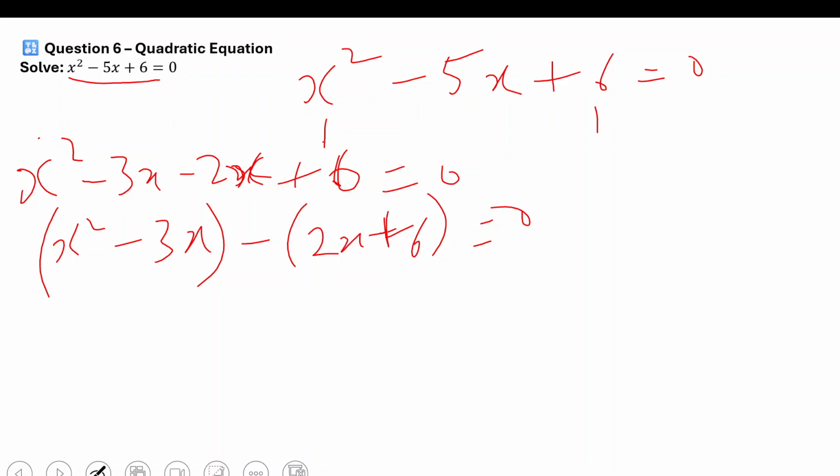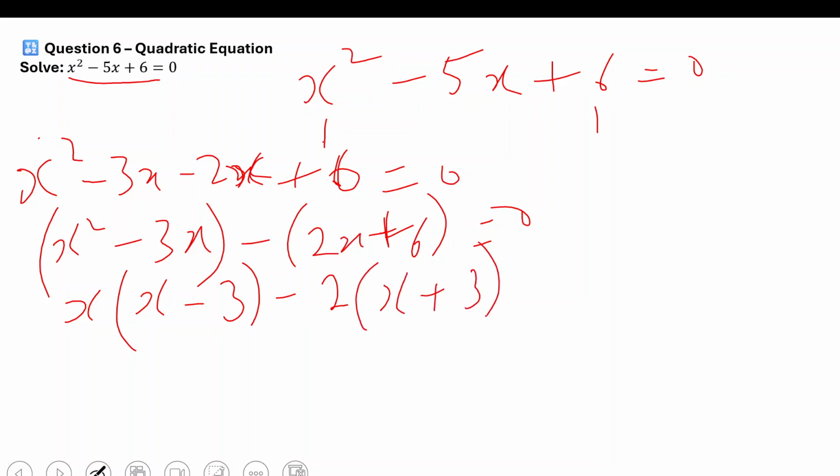Now I'm going to check what is common in each of the groupings. For the first group, x is common, right? So if I bring out the common term outside, I will add the remaining things inside. I have x and minus 3 inside. Then for the second bracket, what is common in that group is 2. I bring out 2 outside. The remaining terms here are x and plus 3. You see, I have x and 2 outside, so I'll write it outside, x minus 2.